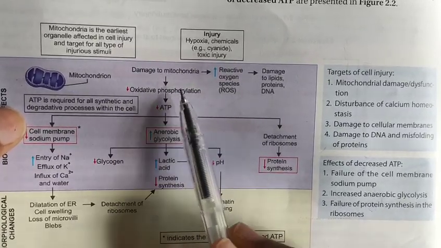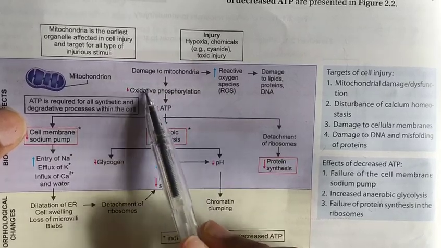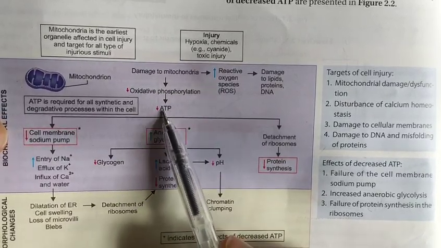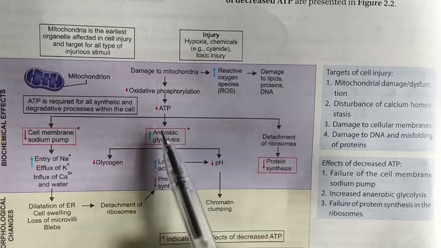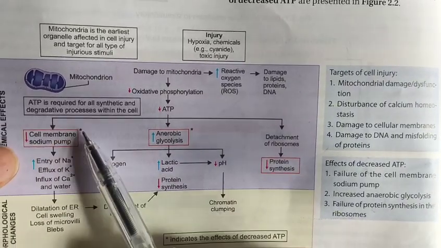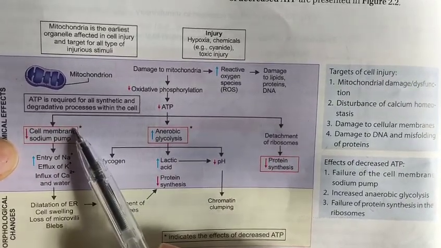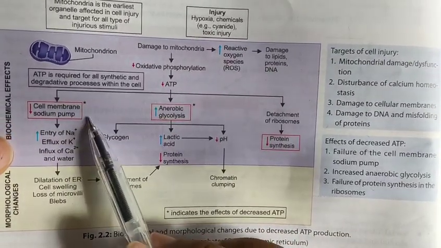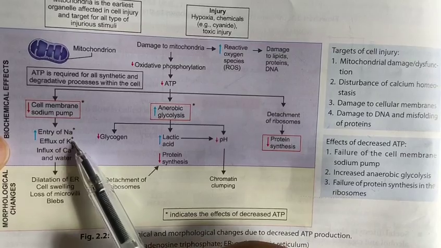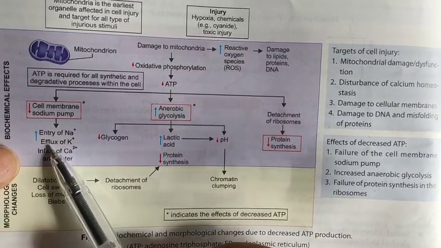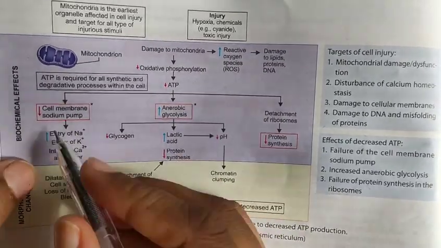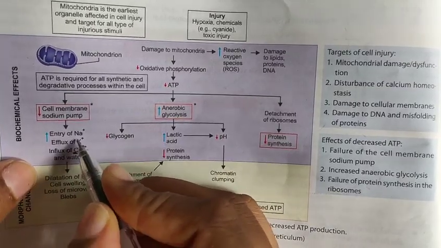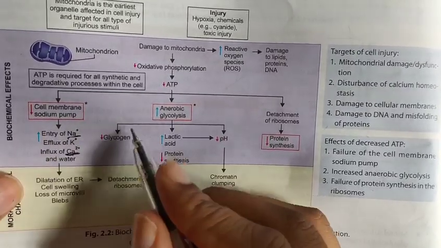Phosphorylation means production of ATP. Oxidative, by oxidation, there is production of ATP. ATP is decreased, so the cellular sodium potassium ATPase pump, for which ATP is required, fails to pump the sodium out and potassium in. So there will be entry of sodium inside and potassium outside, and calcium also influx. Calcium and sodium will enter inside and potassium goes outside.